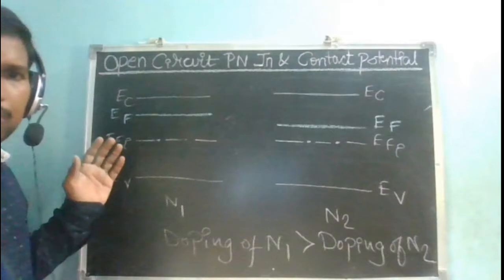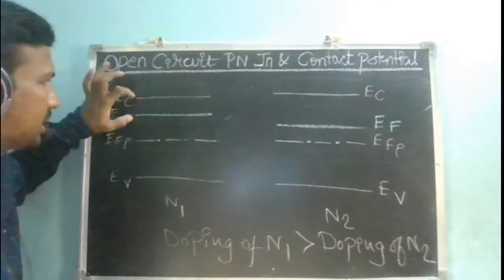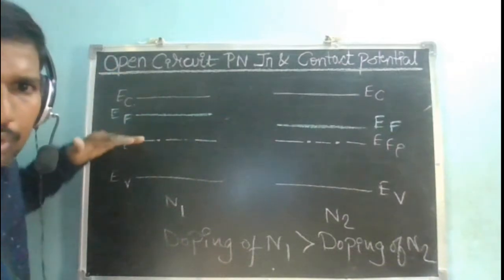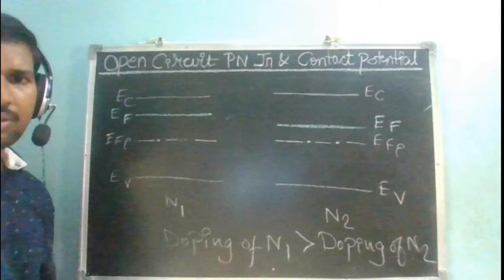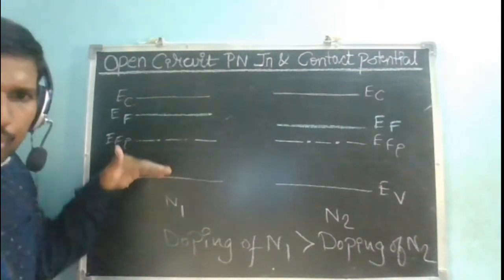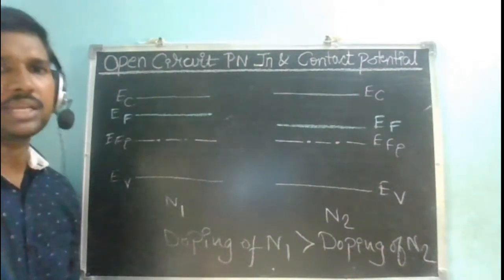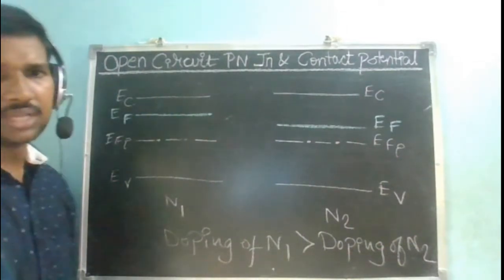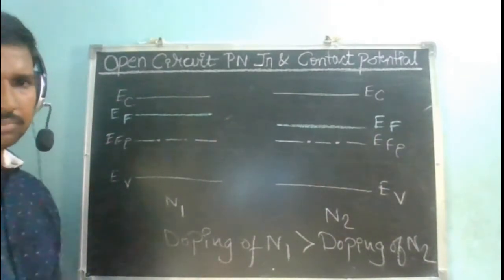How do I know there are more electrons in N1? Because the distance is large, that means doping is more. Doping is more means this distance is less. The closer my EF is towards EC, the more the electrons. If you keep on increasing your doping, EF moves closer to EC. EF moving closer to EC means the number of charge carriers is increasing. Right? Yes or no?